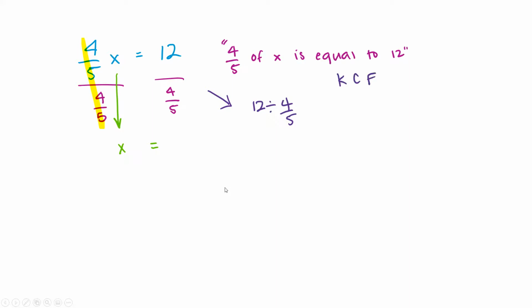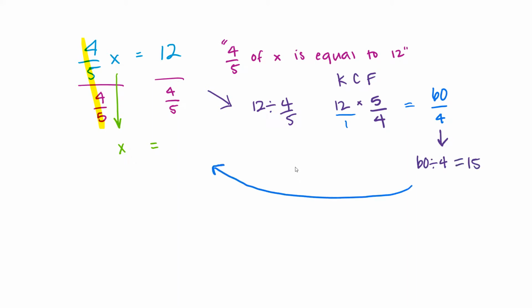So I'll do my keep, change, flip. I'll keep the 12, change the division to multiplication, and flip 4/5 to find the reciprocal. I'll put 12 over 1 and multiply straight across. So 12 times 5 is 60, and 1 times 4 is 4. So I get 60 divided by 4, which is equal to 15. All right, I can plug my answer back over here and get a solution of x is equal to 15.